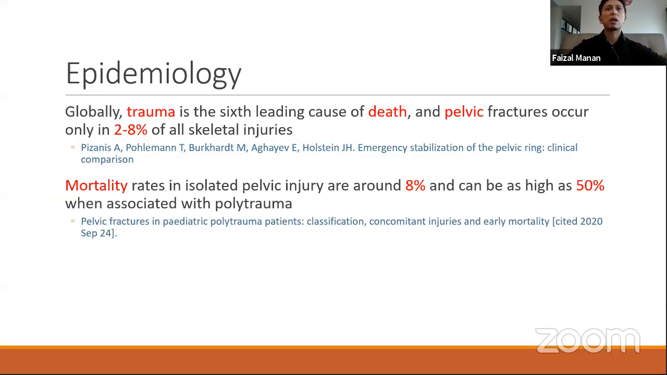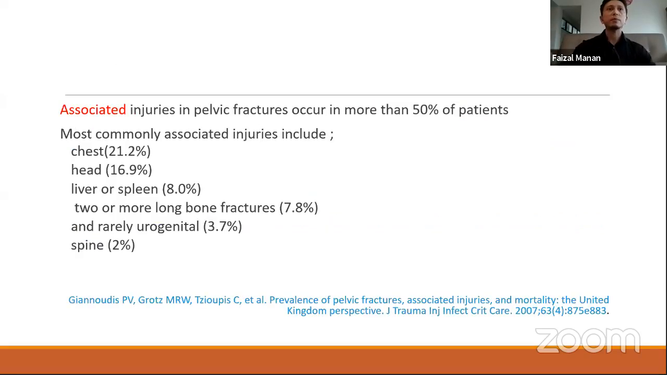Globally, trauma is the 6th leading cause of death, and pelvic fractures occur in only about 2 to 8% of all skeletal injuries. The mortality rate in isolated pelvic injuries is around 8% and can be as high as 50% when associated with polytrauma. When a patient has a pelvic fracture, more than 50% have other concomitant injuries. The most commonly associated injuries include chest, head, liver and spleen, multiple long bone fractures, urogenital, and spine.